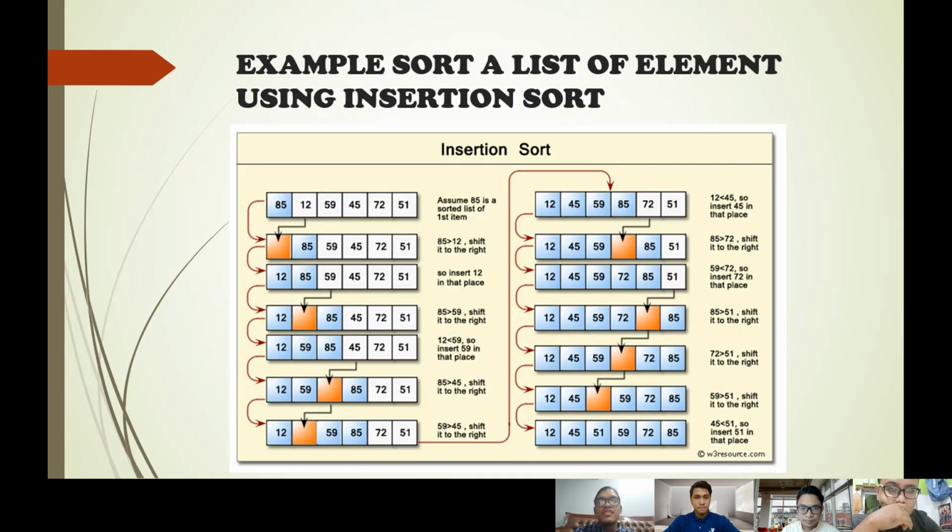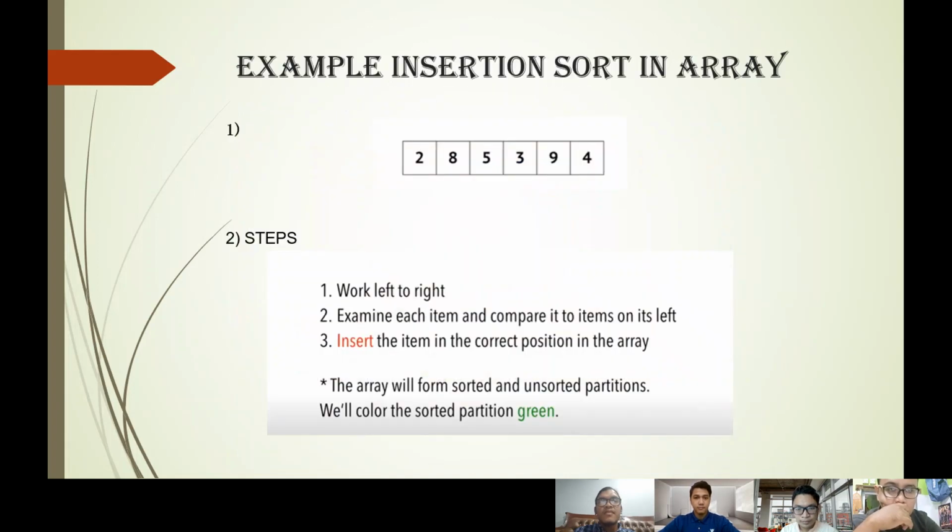As we can see, this is an example of sorting a list of elements using insertion sort. I would like to explain the example of insertion sort in an array. As we can see at number 1, let's dive right in. We're given this array and we want to sort it in increasing order. Number 2, we can see the steps of insertion sort in an array.